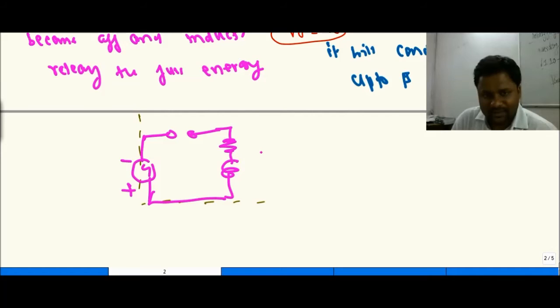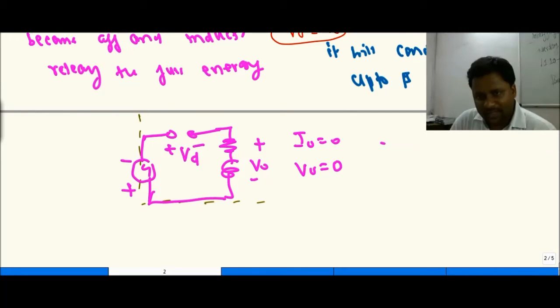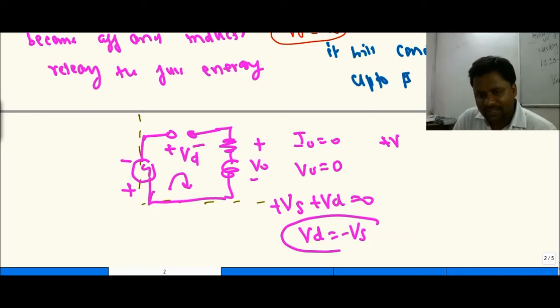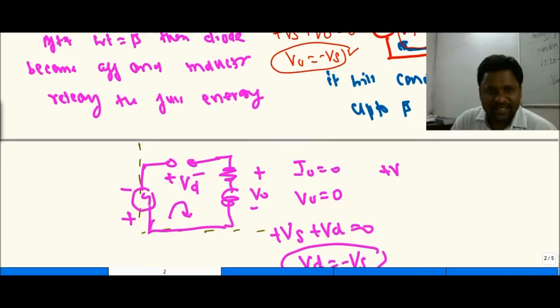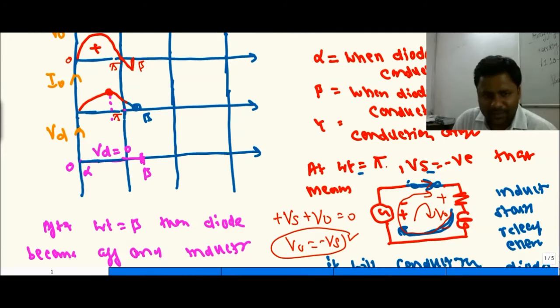So we can say that this is the output voltage, this is plus minus Vd, and since the current is 0, the output voltage is 0. Making the loop, minus Vs plus Vd equals 0, so Vd equals minus Vs. So the voltage obtained at Vd is minus Vs. After this it should be minus Vs. Again it is going to be like this, 0 and minus.